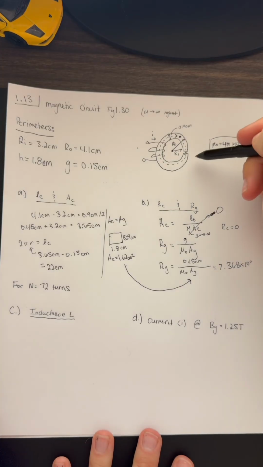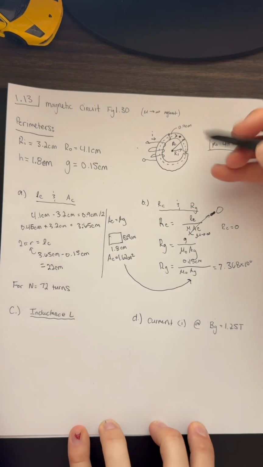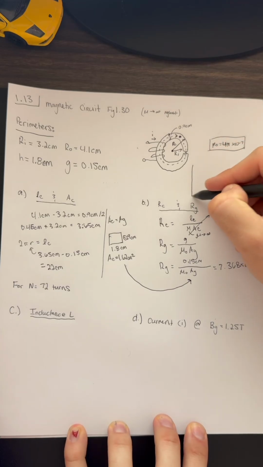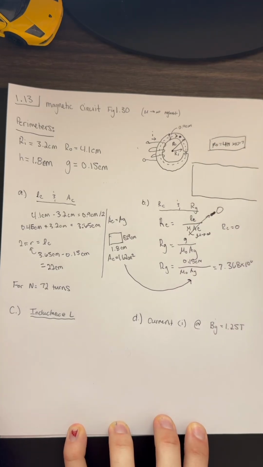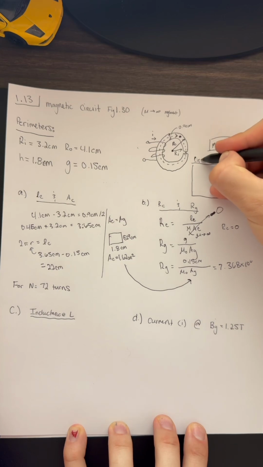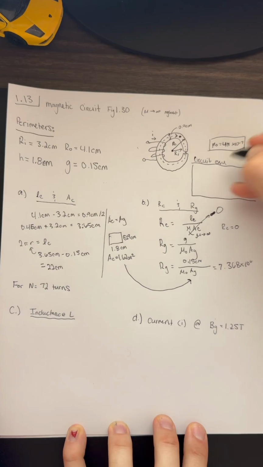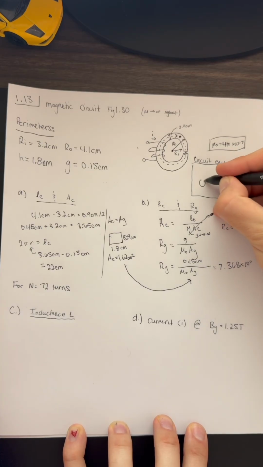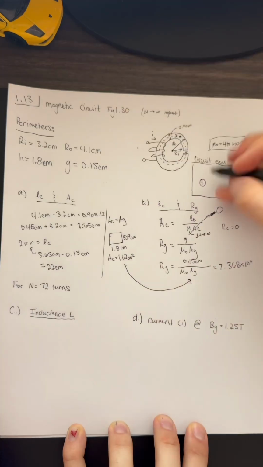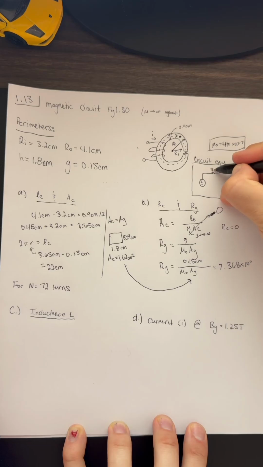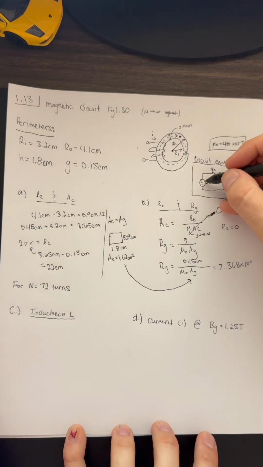So for this specific magnet here, we can draw a circuit equivalent. Okay, and so we have a source. Perfect. And we have RC, RG.